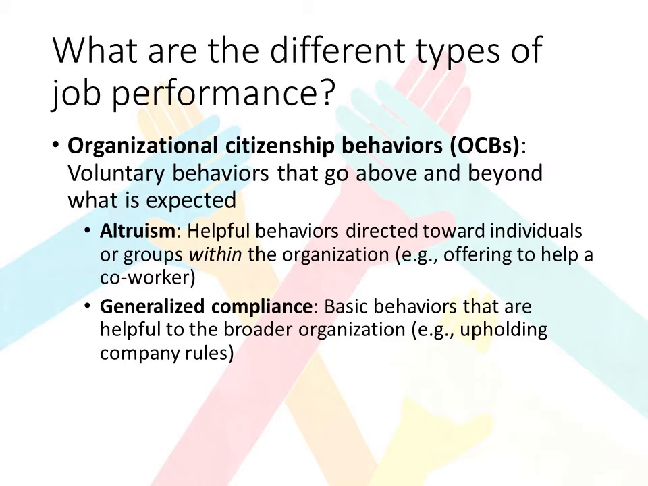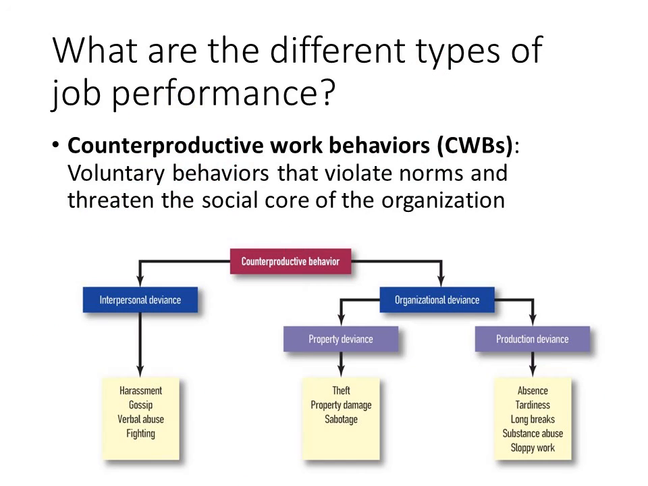We can divide OCBs into two main categories. Altruistic OCBs help individual people within the organization, whereas generalized compliant OCBs are focused more on the organization. Most of the time, we focus on the behaviors that we want people to demonstrate, desirable behaviors. But what about all the things we don't want people to do? How do we measure those behaviors?